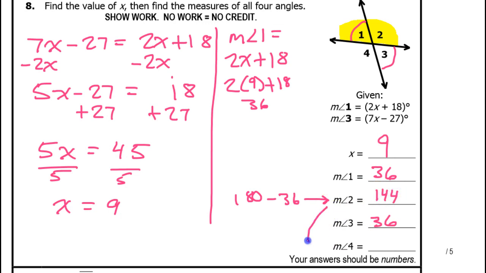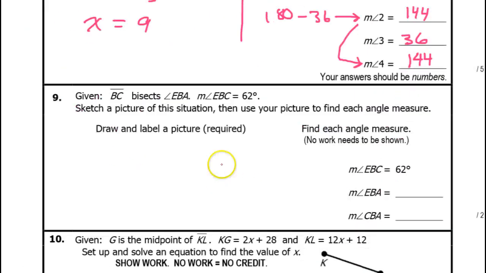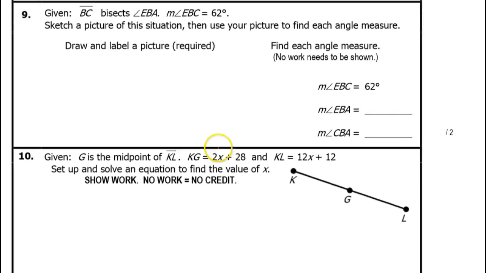Okay, and then angle 2 and angle 4 are vertical angles, so they should be the same. Alright, number 9. Okay, we have to draw our own picture. Segment BC bisects angle EBA. I recommend drawing the second thing first.